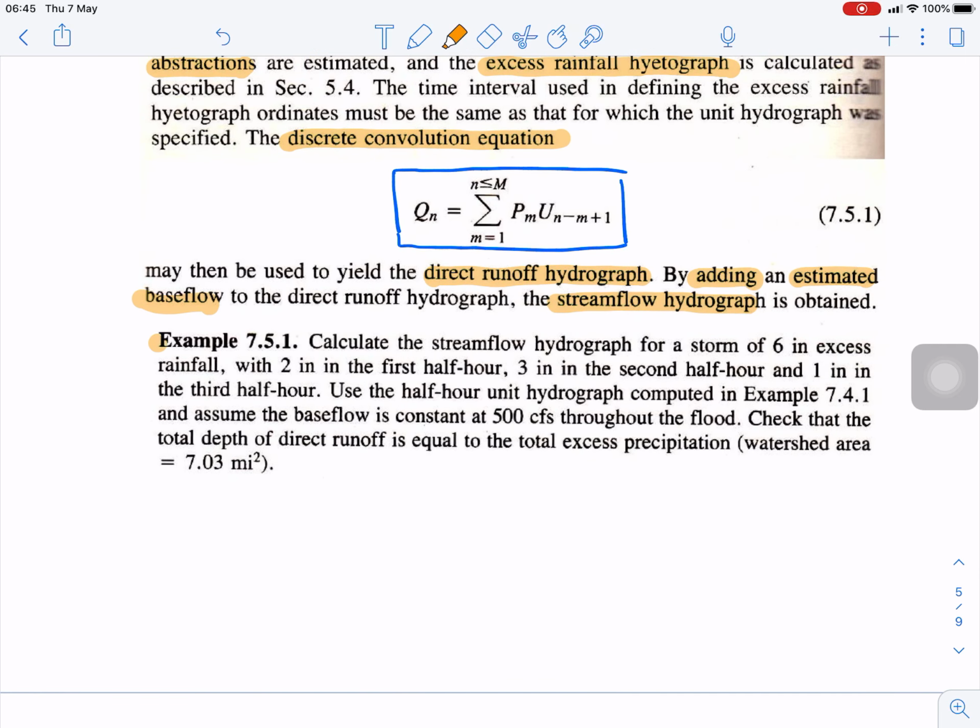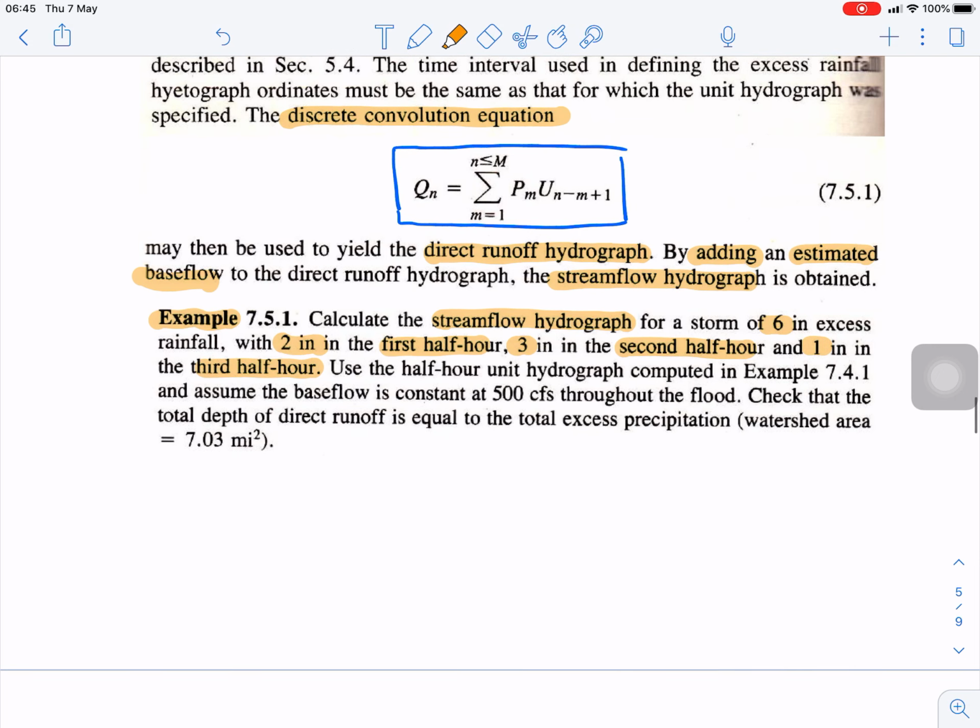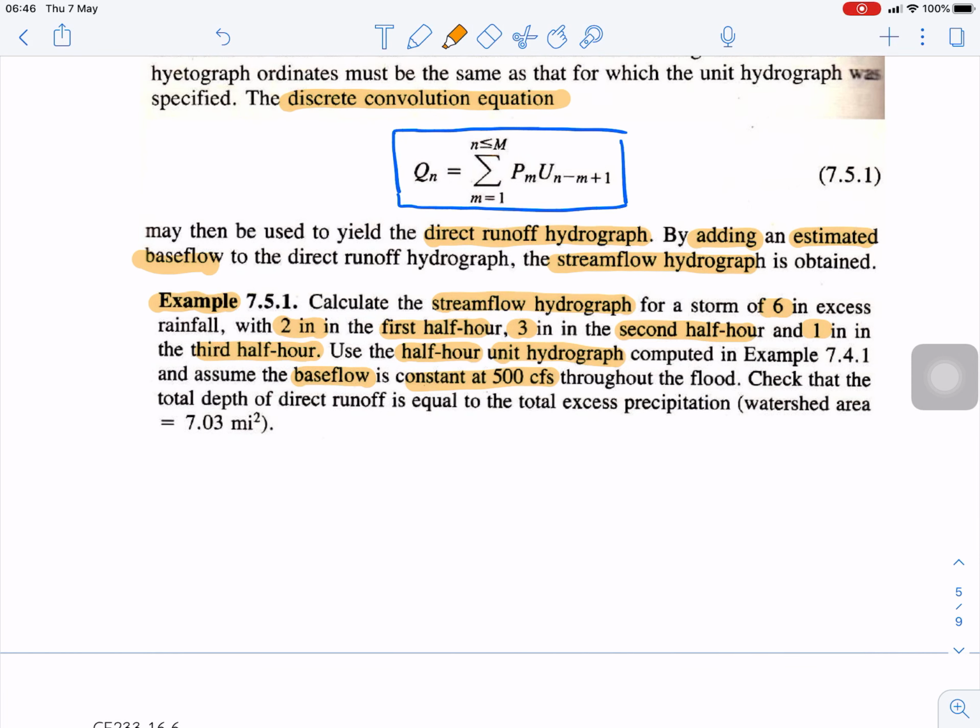For example, calculate the stream flow hydrograph for the 6-inch excess rainfall: 2 inches in the first half hour, 3 inches in the second half hour, and 1 inch in the third half hour. So the time step is half an hour. Use the half-hour unit graph from the previous example, assume the base flow is a constant 500 cubic feet per second throughout the flood, and check that the depth of the direct runoff is equal to the total excess precipitation. The watershed area is the same as the previous example.